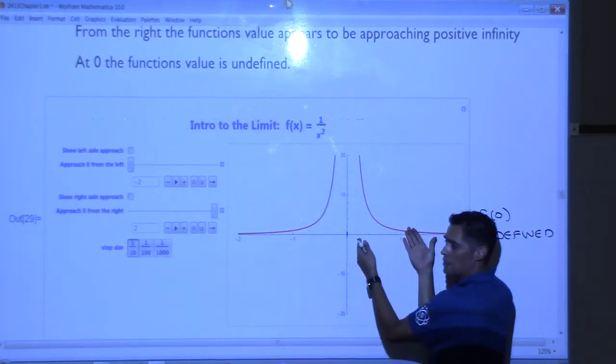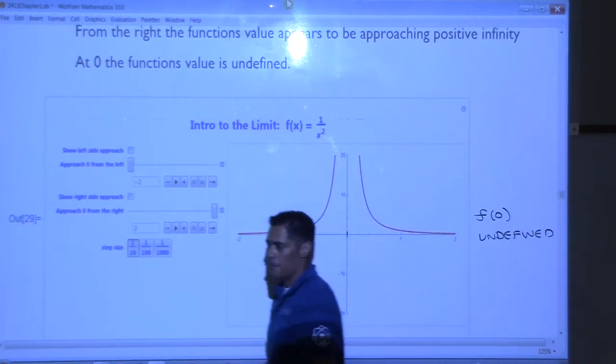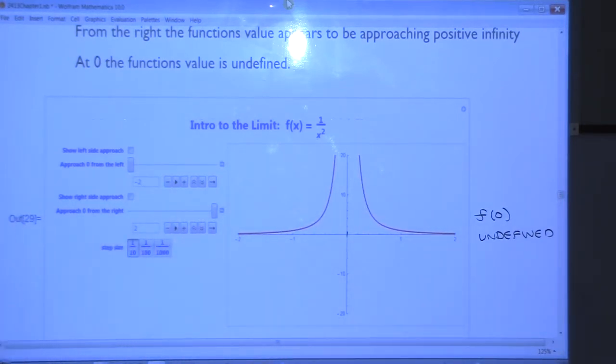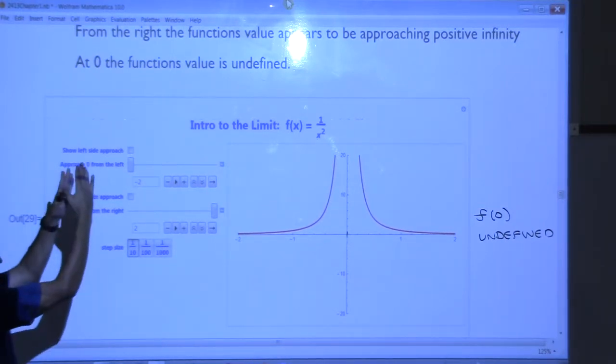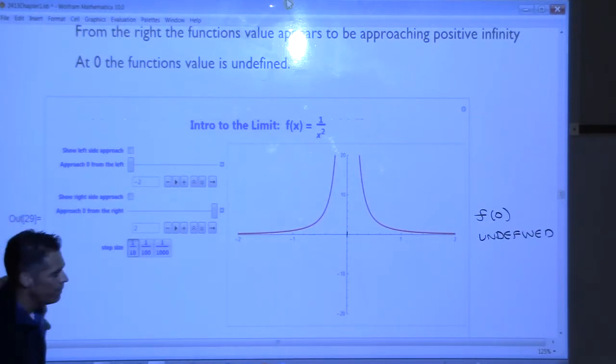And how about from the right? Same thing. Positive infinity. It's okay. It's all good. So this is a little different than the last one, right? Just slightly, though. Both sides go to infinity, don't they? In the middle, it's 0. I mean, sorry, undefined.